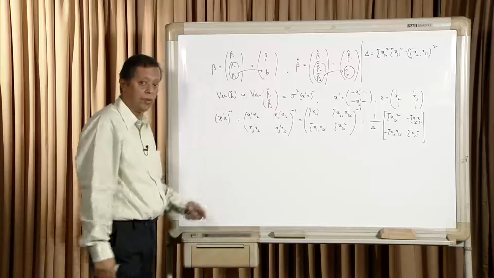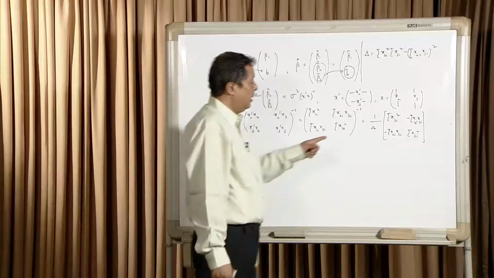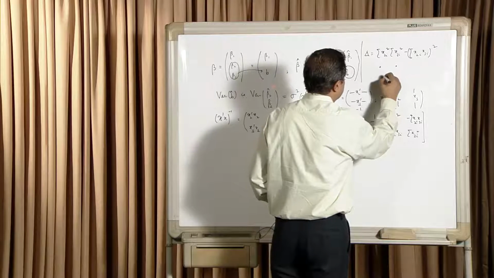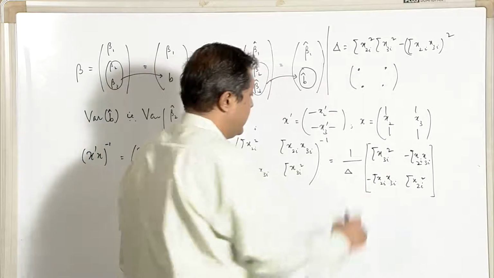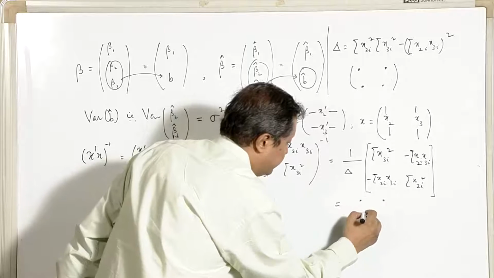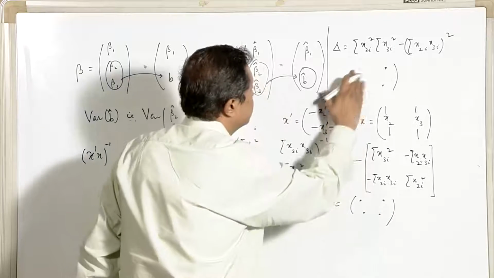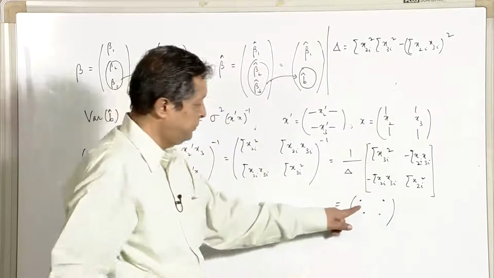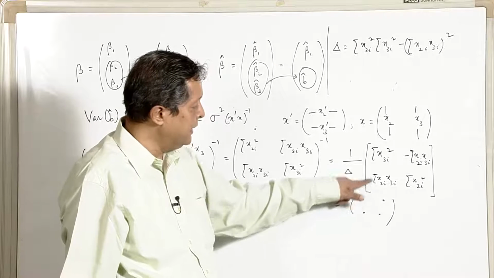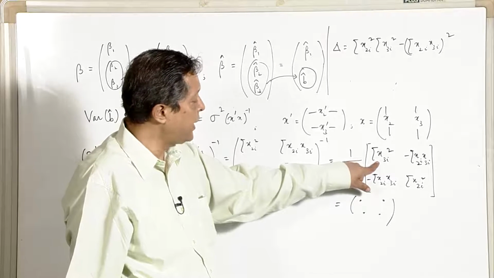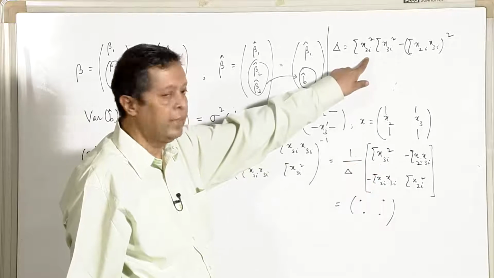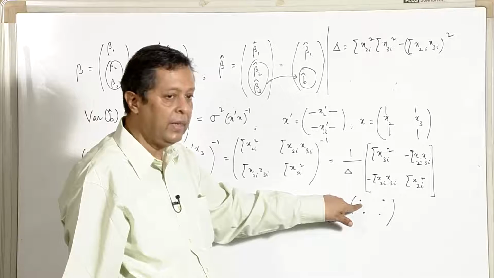As already explained, the result will be a 2 by 2 matrix. This whole thing will be given by a 2 by 2 matrix. The first term will be the variance of beta 2 hat. So, what is the variance of beta 2 hat? Summation x3i square divided by delta. The first term is the variance.